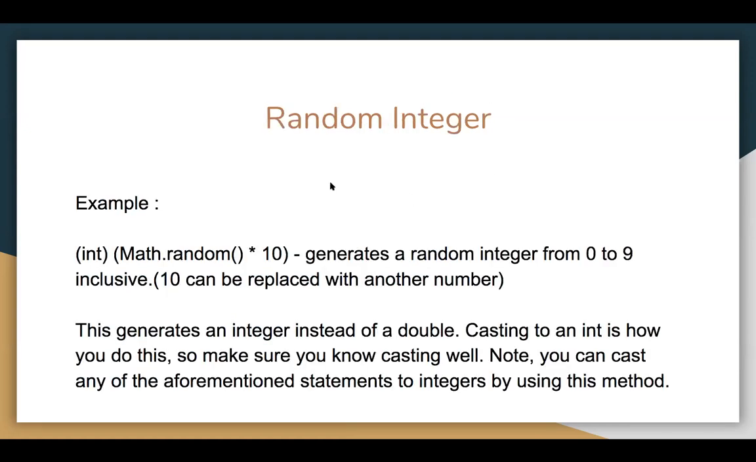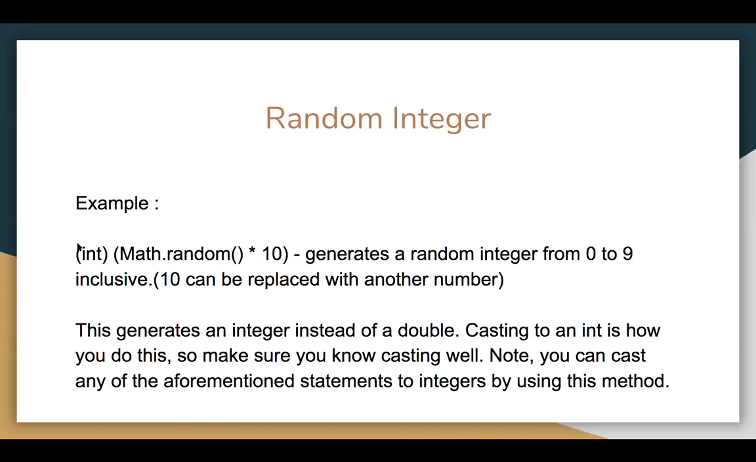So, random integers. Of course, you probably don't want doubles all of the time, and you're probably going to want something like random numbers from 0 to 10. An example of how to do it would be something like this. You see here that we have a math.random, and then we multiply by 10. If we just look at this part alone, this would generate random numbers from 0 to 10, technically excluding 10.